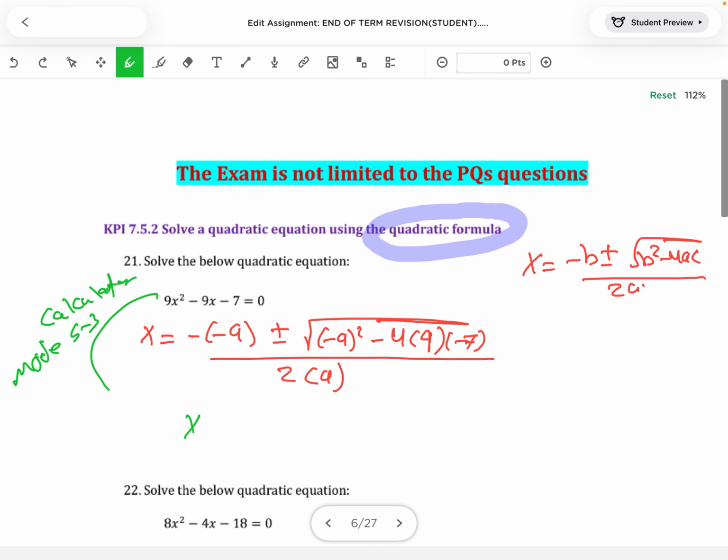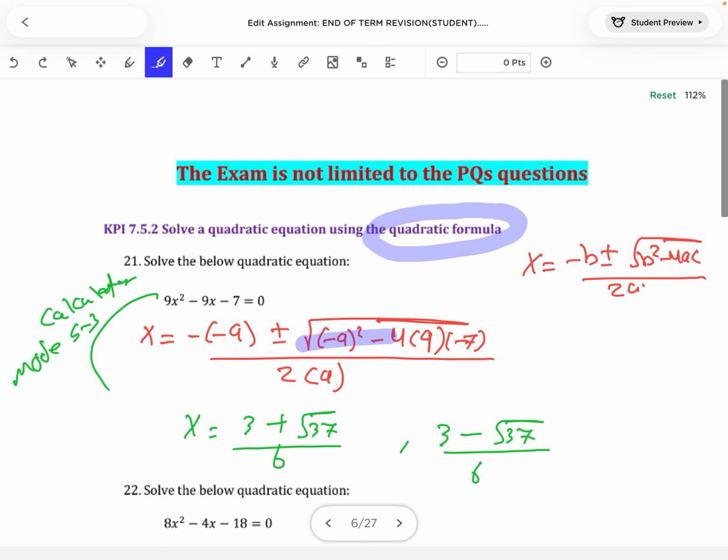Using the calculator's quadratic solver, you will get x equal 3 plus radical 37 over 6 and 3 minus radical 37 over 6. If you need to do an extra thing, you can calculate this, then simplify the expression by the calculator.